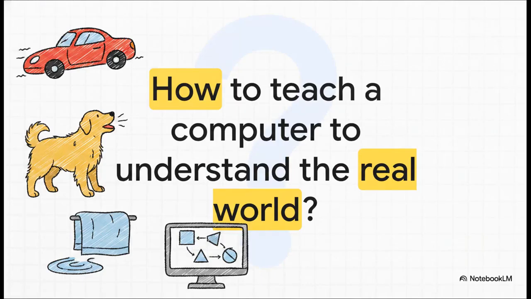So I want to kick things off with a bit of a philosophical question for you. How do you actually teach a computer to understand the real world? Think about it for a second. As humans, we naturally perceive the world in terms of objects, right? We see cars accelerating, dogs barking, maybe a towel absorbing water. We definitely don't see a sequence of abstract mathematical functions. We see distinct entities that have specific attributes and specific behaviors. So how on earth do we get a machine to think like that?